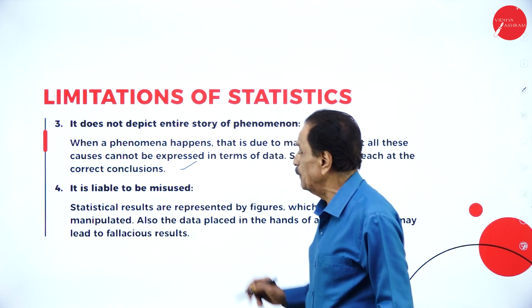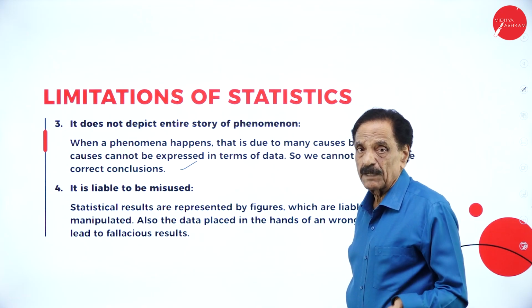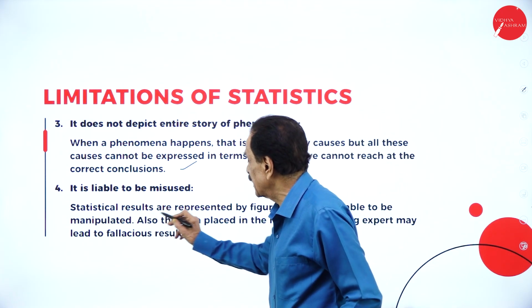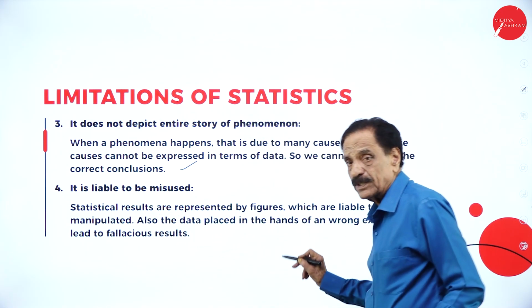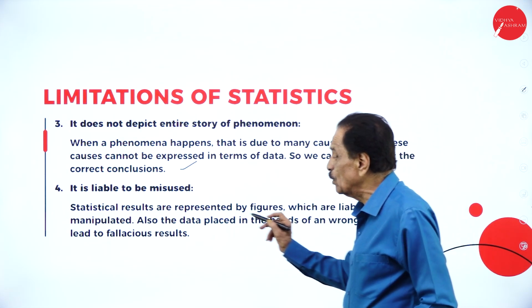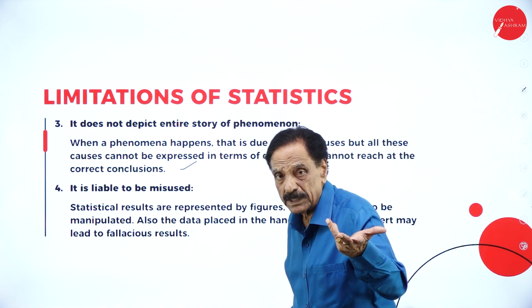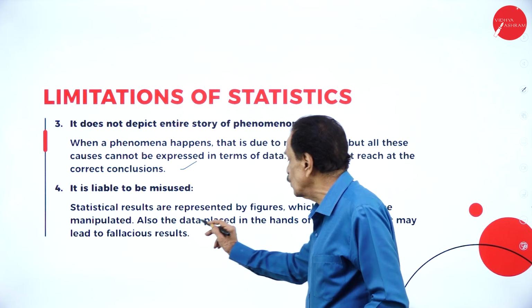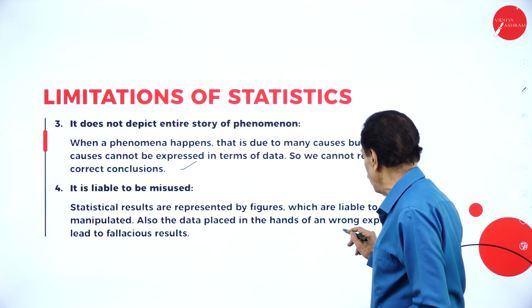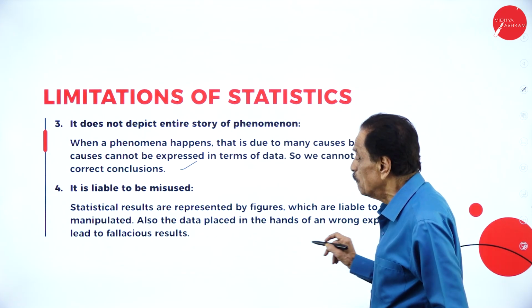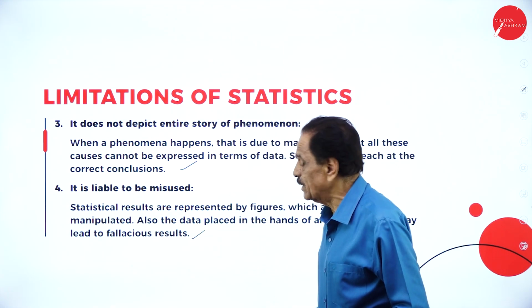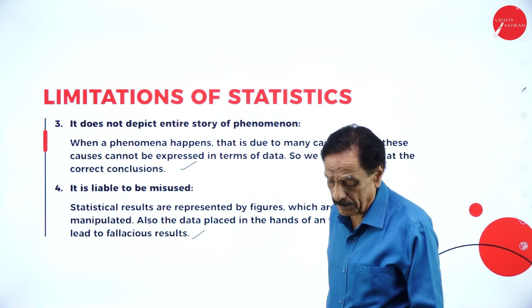It is liable to be misused. Statistics can be misused. Statistical results are represented by figures which are liable to be manipulated. The numbers can be manipulated, and also data placed in the hands of a wrong expert may lead to a fallacious result. The result may go wrong.